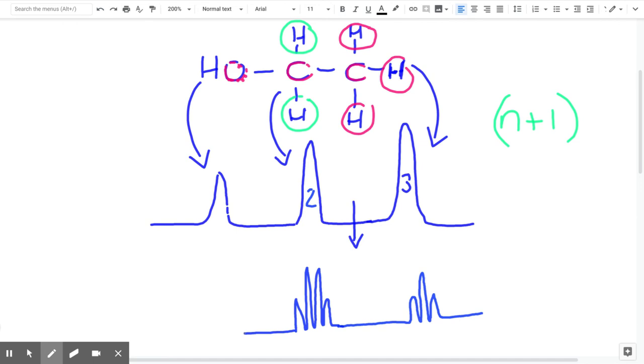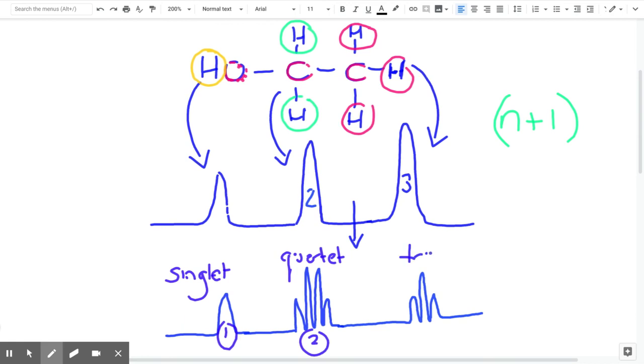And as we just said, because we don't get any splitting through oxygen, we don't see any splitting of this final proton of the OH. We don't see that hydrogen split by the adjacent CH2, so that remains as a singlet. Okay, and that would be the name given to that. So we would have a singlet here with an integration of 1. We'd have a quartet here with an integration of 2. We'd have a triplet here with an integration of 3.